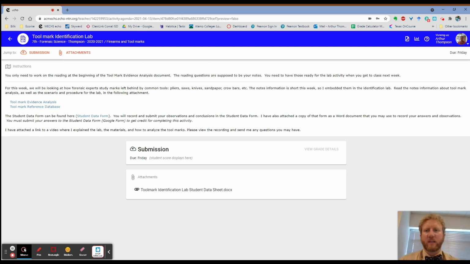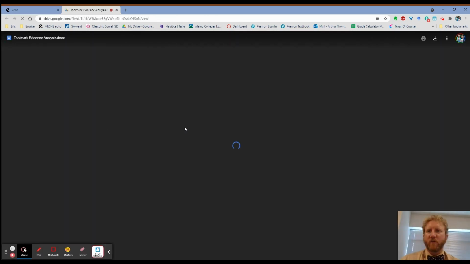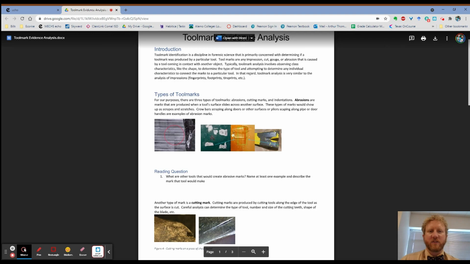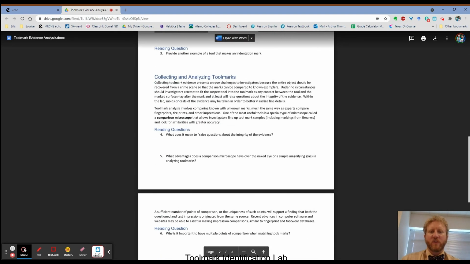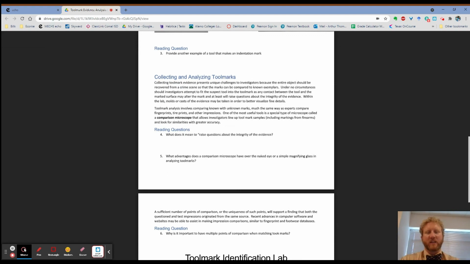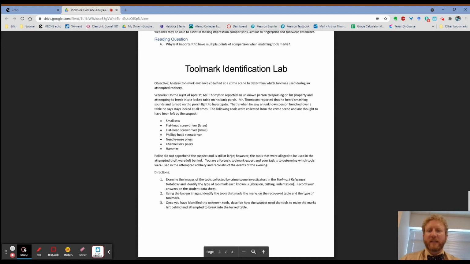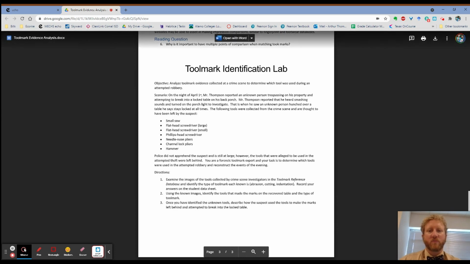So let's talk about the Toolmark lab that I've got here in front of you. There's a few forms that you're going to be looking at. The first one is the reading that you were looking at for the Toolmark evidence analysis. This first part has the reading with some of the question stuff you want to do. You'll want to take this information and consolidate it into some sort of notes. The actual lab is right here.